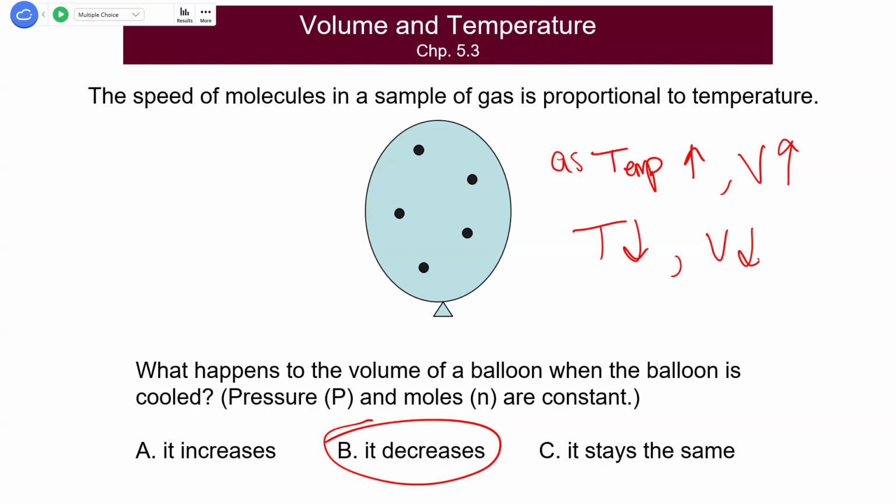As temperature is going down, your particles aren't moving as fast. In order to maintain that same pressure, we need to decrease the volume so your particles are hitting the sides of the walls at the same frequency as they were at that higher temperature. Okay? The temperature is related to the kinetic energy, which is related to how fast the particle is moving. So if they're decreasing their kinetic energy, you need to decrease that volume as well.